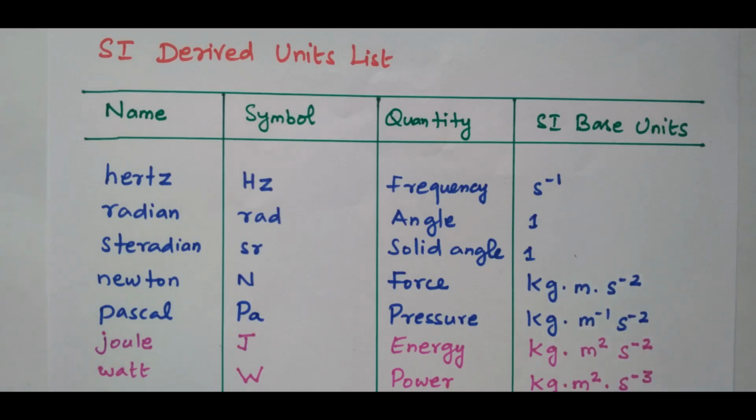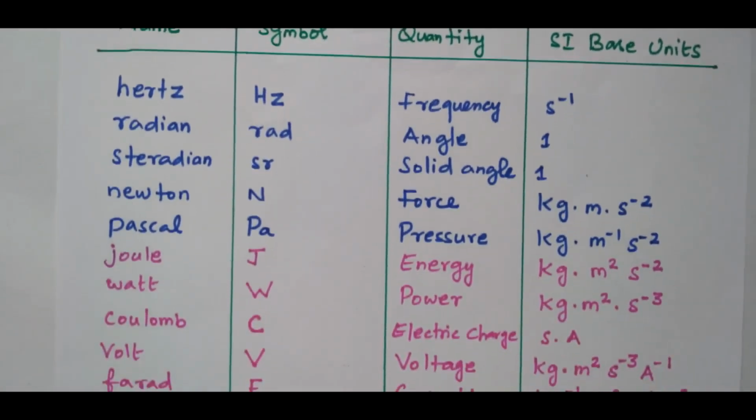kg.m.s to the power minus 2. Then for measuring pressure, you have Pascal, Pa. For measuring pressure, the unit is Pascal. The symbol is Pa. What are the base units? kg.m to the power minus 1, s to the power minus 2. Kilogram, meter, and second. kg.m^-1.s^-2 is available for pressure. We'll go some more.